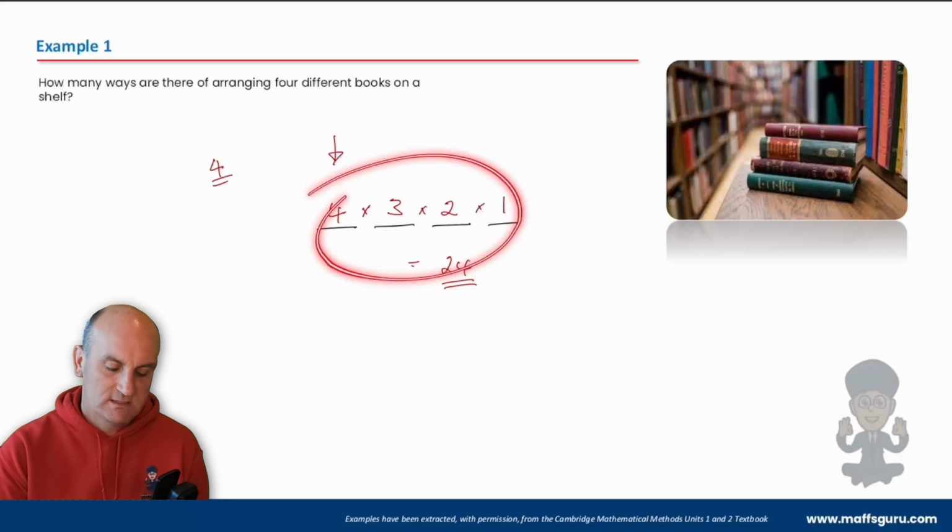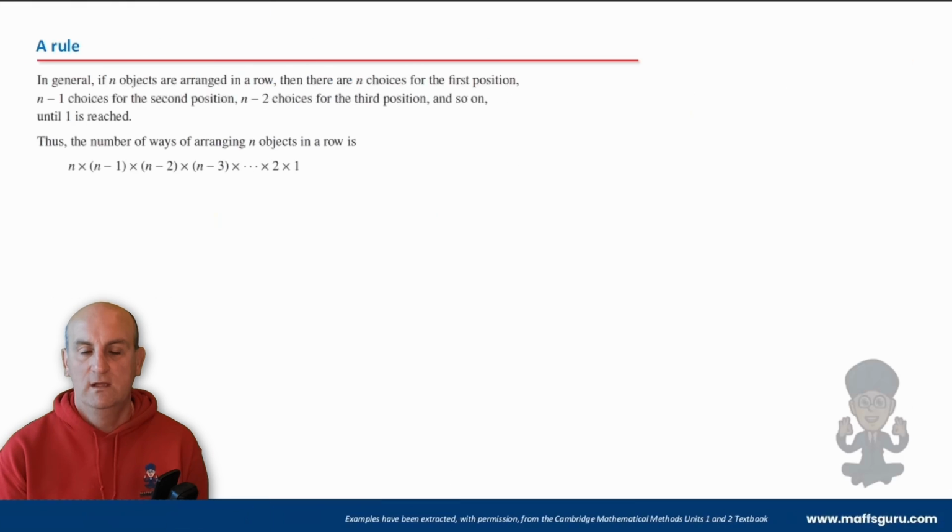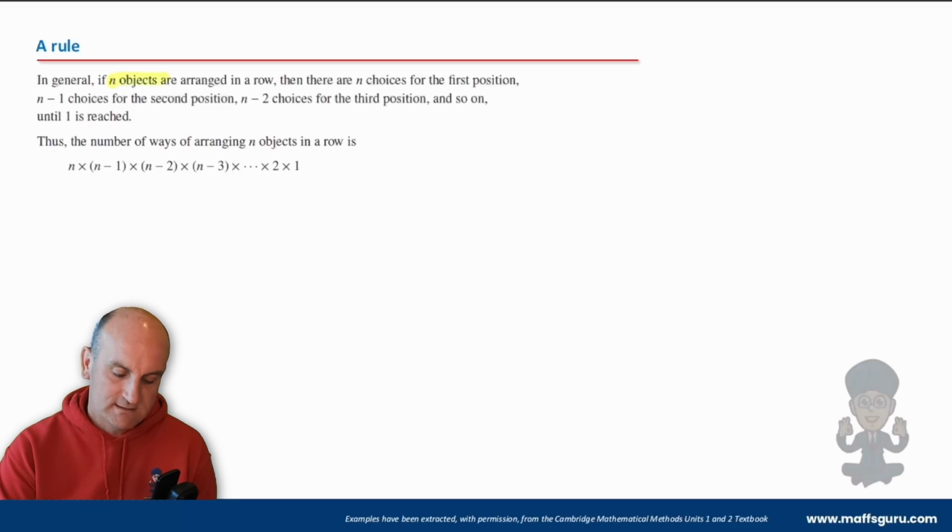Using this sort of box or line method actually makes life a lot simpler. Now, there is a rule to all of this, and hopefully you're beginning to see it build up. If there are n objects arranged in a row, there are n choices for the first position, n minus 1 choices for the second position, n minus 2 for the third, and it will keep going until it gets down to 1.